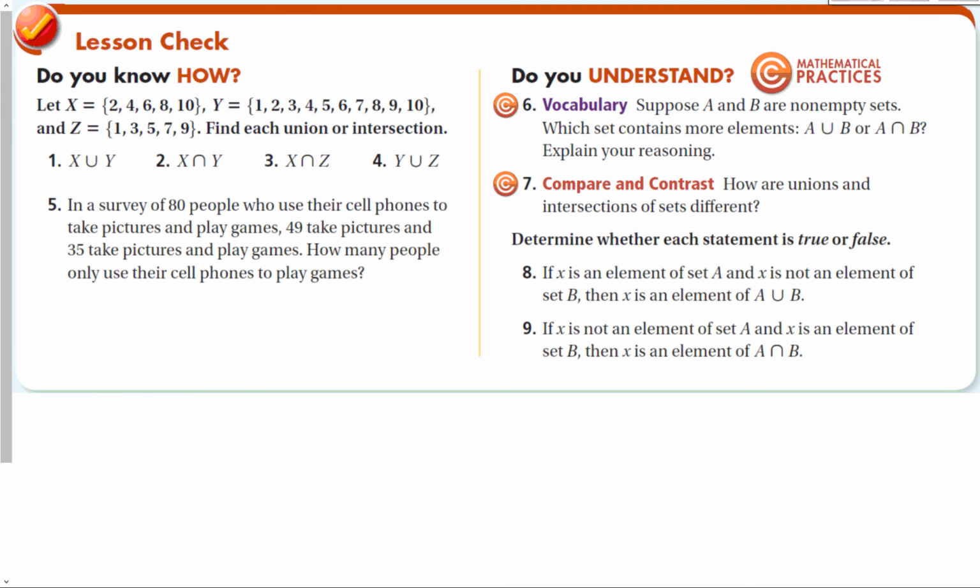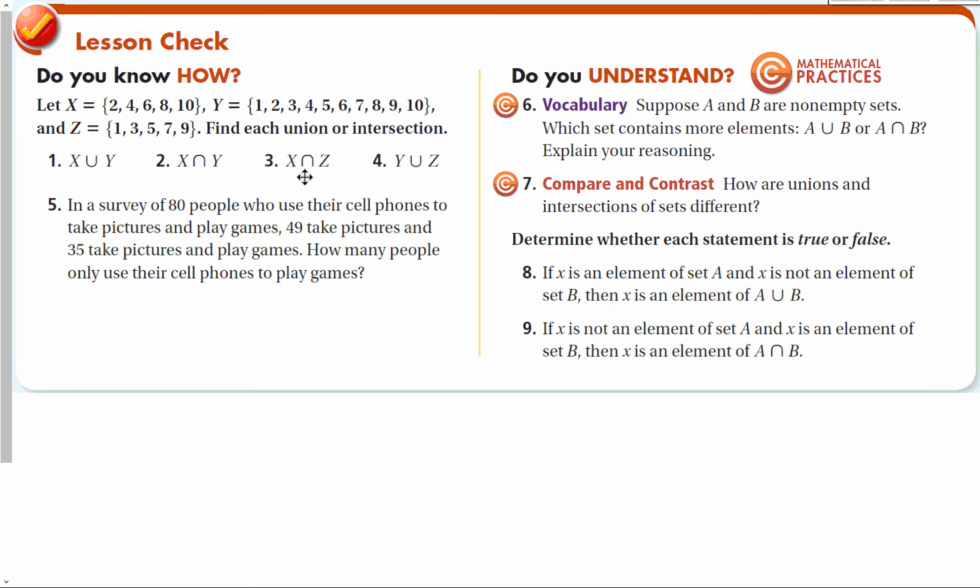So our lesson check, here are my 3 sets. Find union, intersection, intersection, union. So x union y. When I put those together, it's everything in x, everything in y. So 1, 2, 3, 4, 5, 6, 7, 8, 9, 10. And that's it, because there's nothing else in x. Okay? X intersect y, however, is going to be all the stuff that they have in common. So that's going to be 2, they both have a 2, 4, 6, 8, and 10.